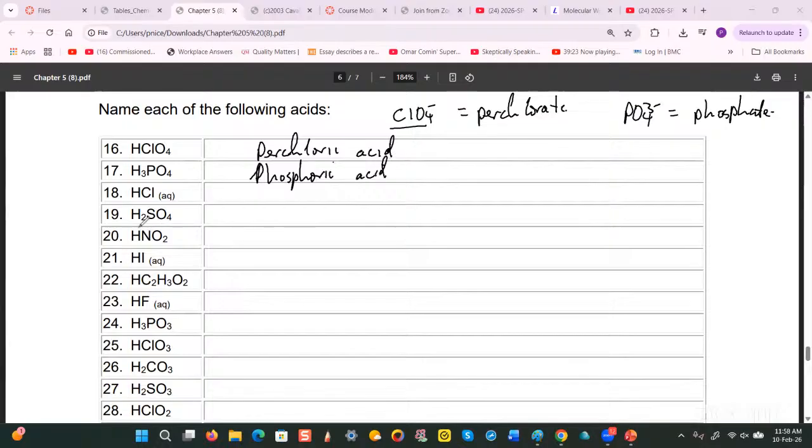Okay, next one, HCl aqueous. Binary acids. What do all binary acids start off with? Hydro. So what's the name of this acid? Hydrochloric acid. Very good.